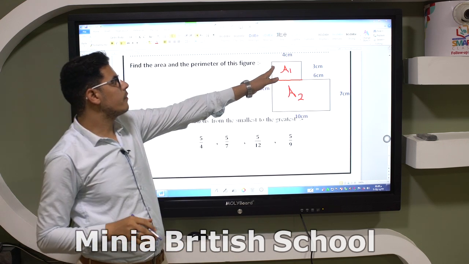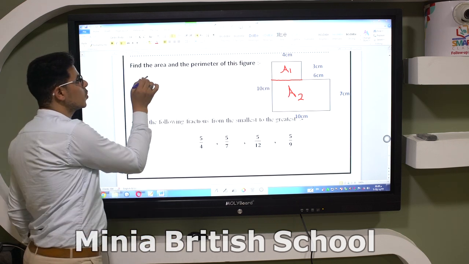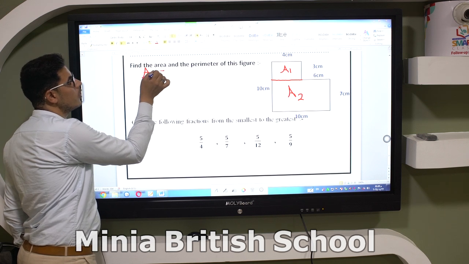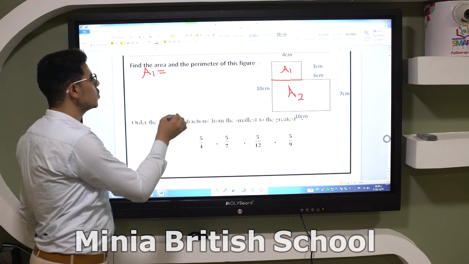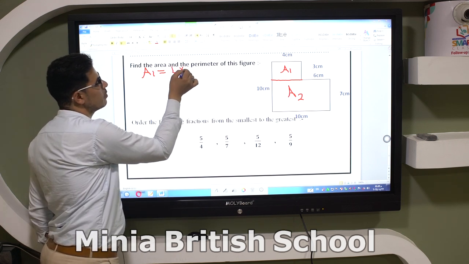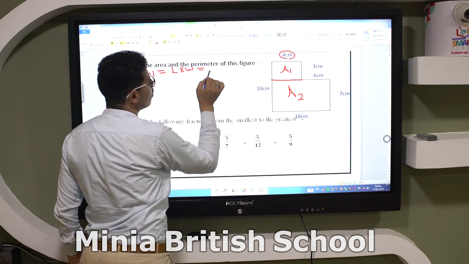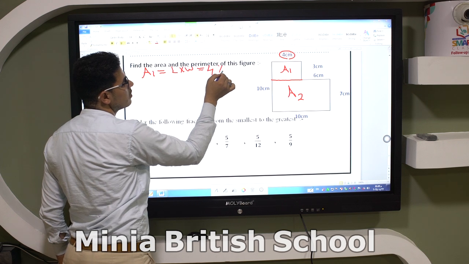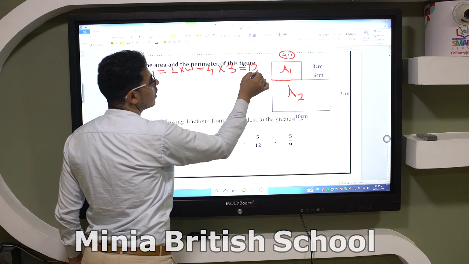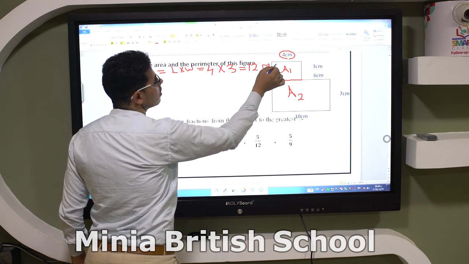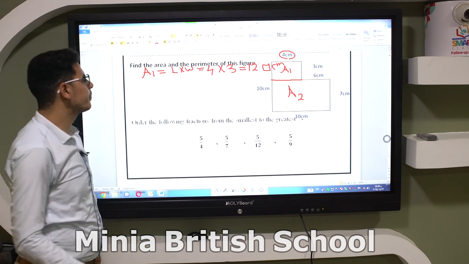Area 1 is for the first shape. The first shape is a rectangle. So area 1 equals, I know that the area of the rectangle equals length times width. So it will be length times width, equals the length, 4, times 3, equals 12 square centimeters.